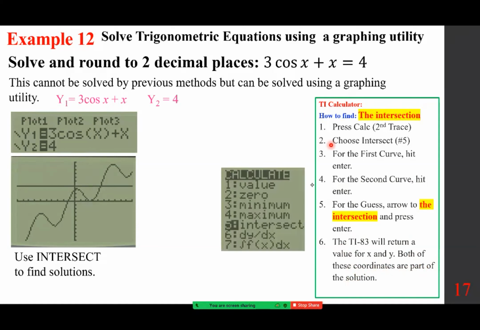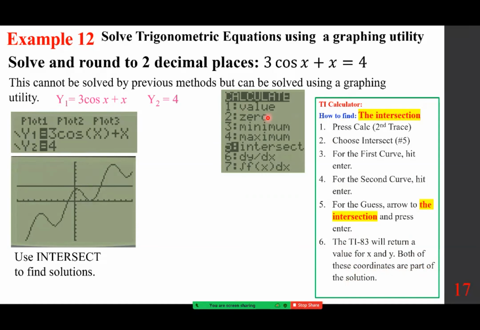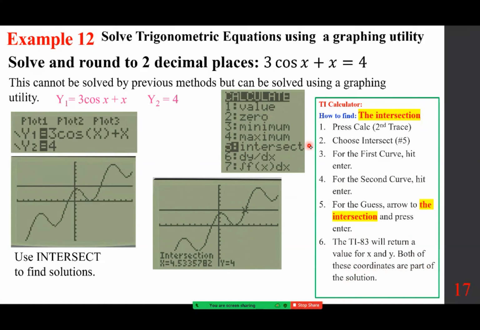So when you do that, you go to calculate, click on 5, and it brings you this. As you go through this process, it retains this value. And so what is x? This is the value. How many decimals? 2 decimals. So x is 4.53.